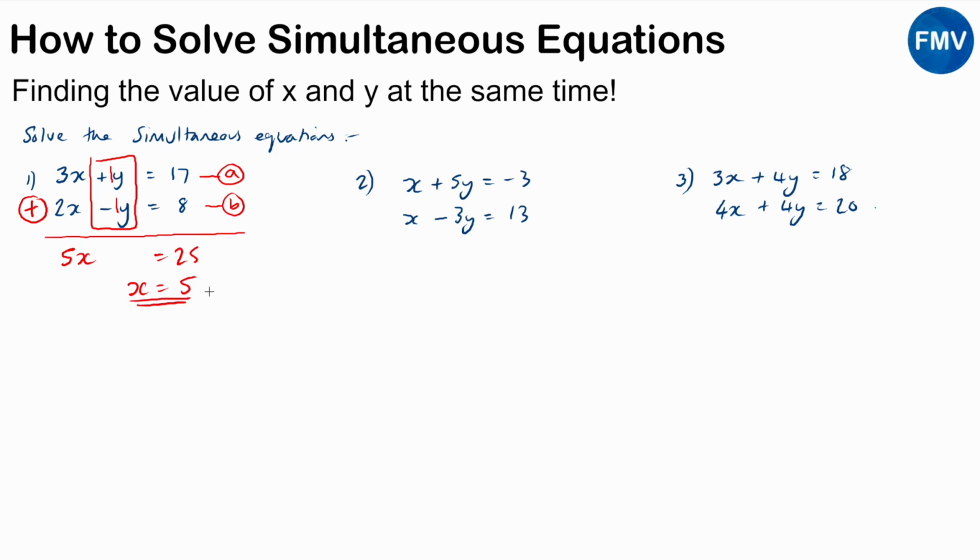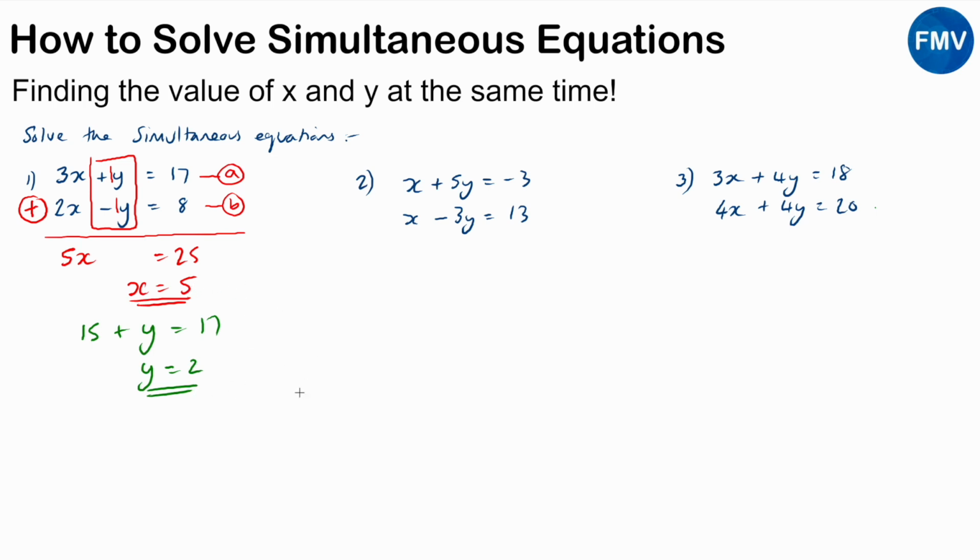Step 2 is to put the x equals 5 back into either equation A or equation B. You can choose whichever you want to. It doesn't matter which. I'm going to choose A. So we have got 3 times x, x is 5. 3 times 5 is 15 plus 1y is equal to 17. And now we solve that. Take 15 from both sides. Y is equal to 2. I have now got both solutions. I've got x is 5 and y is 2.